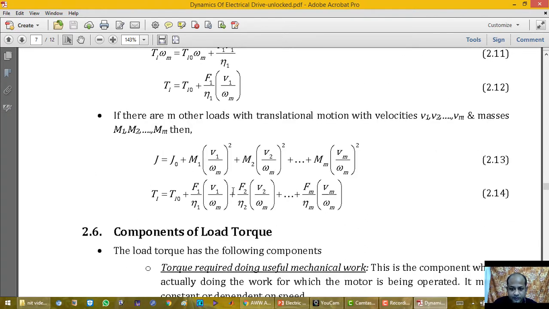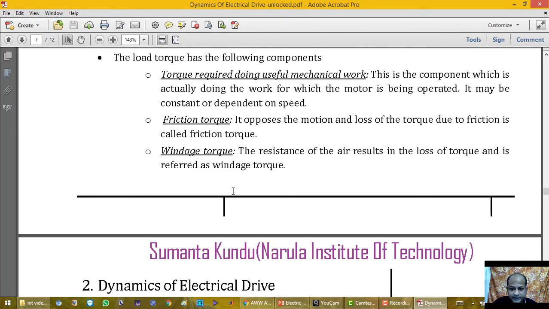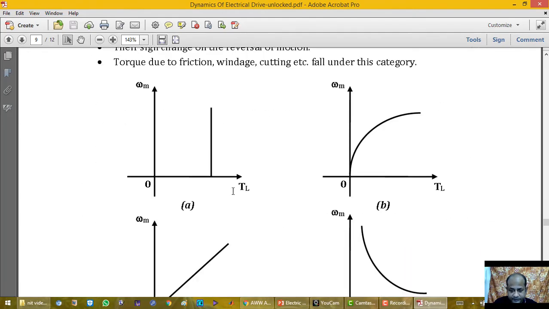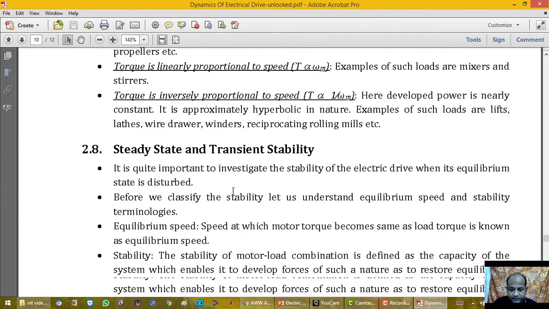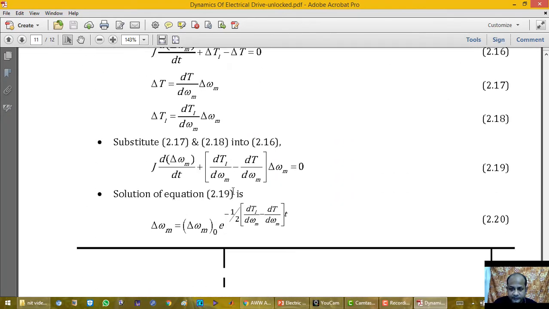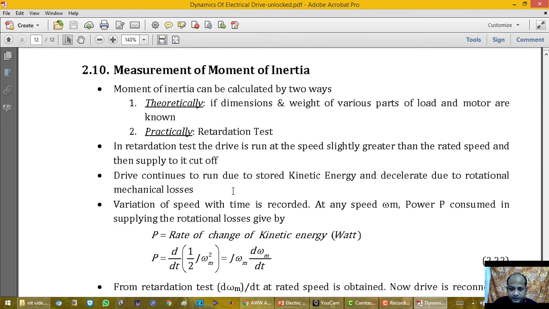Now we are going to discuss the moment of inertia. So moment of inertia can be calculated in two ways. One is theoretically, another one is practically. Theoretically we can do it if we know the dimension and weight of the various parts of the load and motor, and practically we do the retardation test.